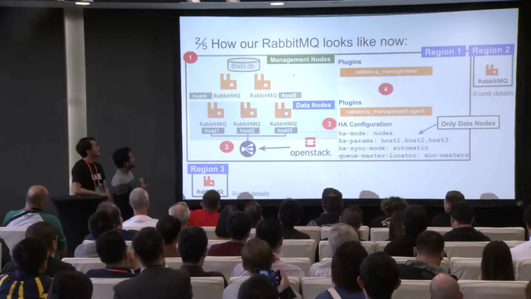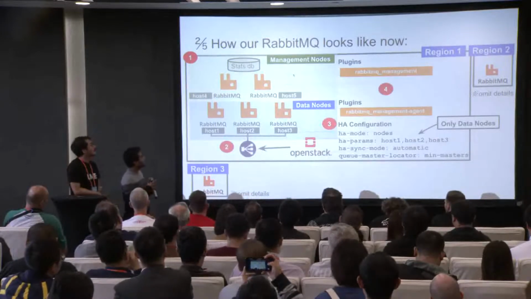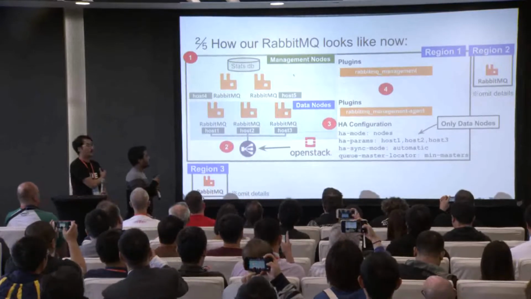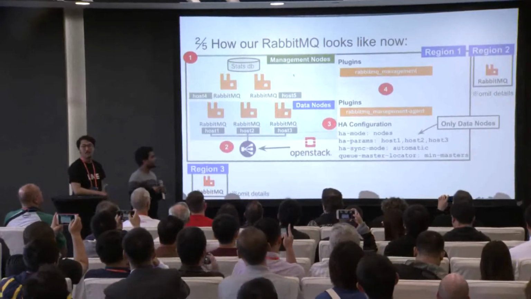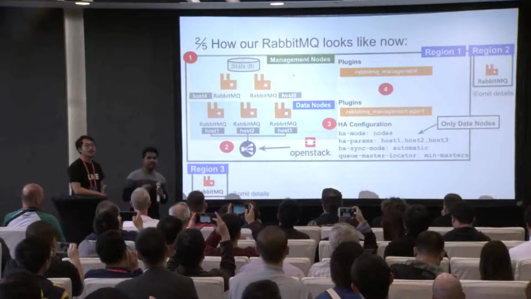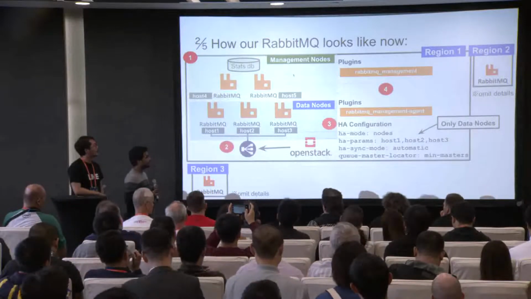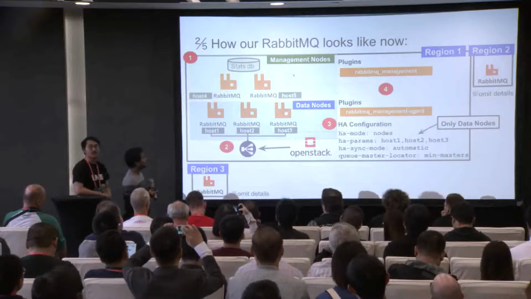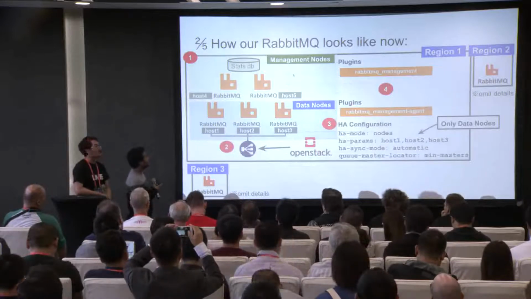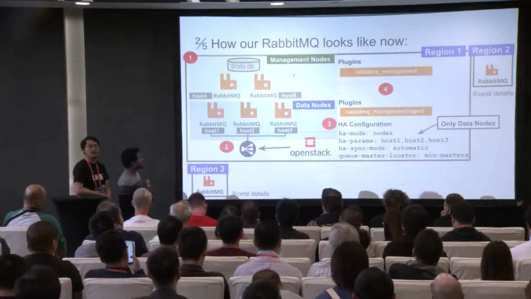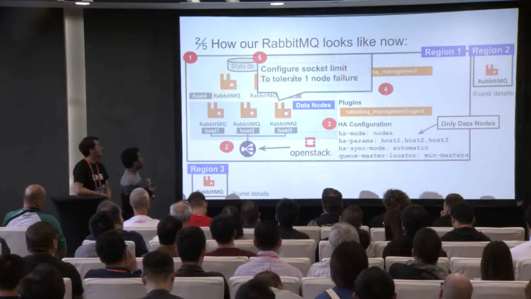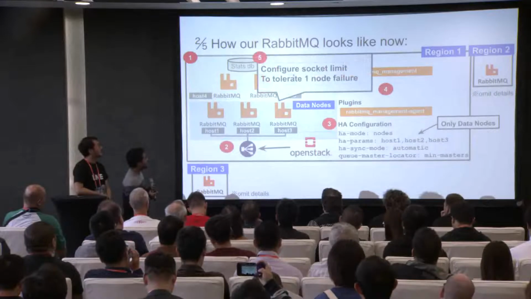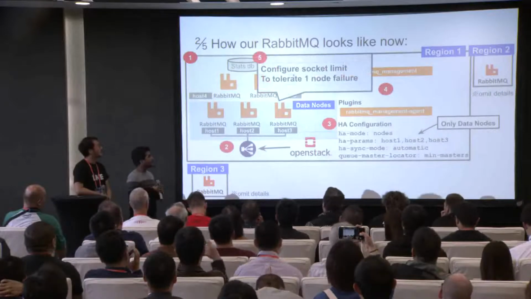Then as you can guess, since we have data nodes and management nodes, on the data nodes we have the RabbitMQ management agent, which will emit the monitoring data periodically. Then we have the RabbitMQ management plugin installed on the management nodes. And we have a socket limit set, as I have explained before, to tolerate one node failure.